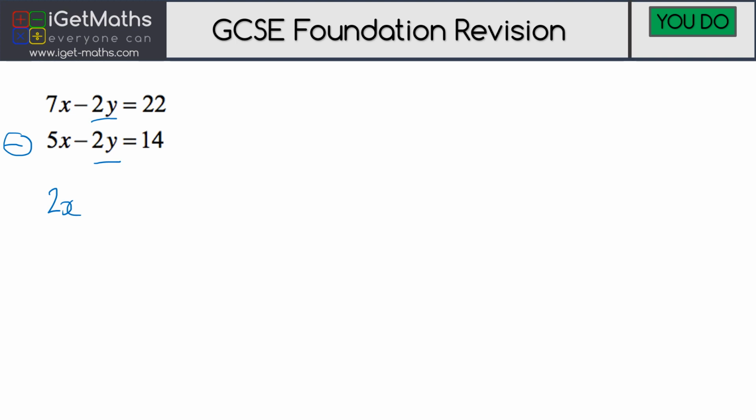Minus 2y minus minus 2y. So that's minus 2y minus minus 2y. Remember, the minus minus gives us a plus. So we've got minus 2y plus 2y, and that would cancel out. And then we've got 22 minus 14, which is going to be 8.